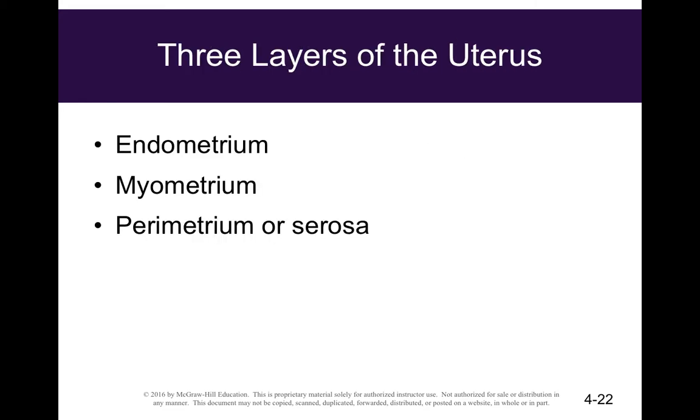Has anybody ever heard of the disease endometriosis? Endometriosis sometimes occurs when people have tissue that is the same as the endometrium, with glands and blood vessels, located outside of its normal location in the uterus. Sometimes it will be outside in the abdomen, and it will react to hormones just like the endometrium does, so it will produce blood and slough off tissue, and it can cause extreme pain for people who have endometriosis.